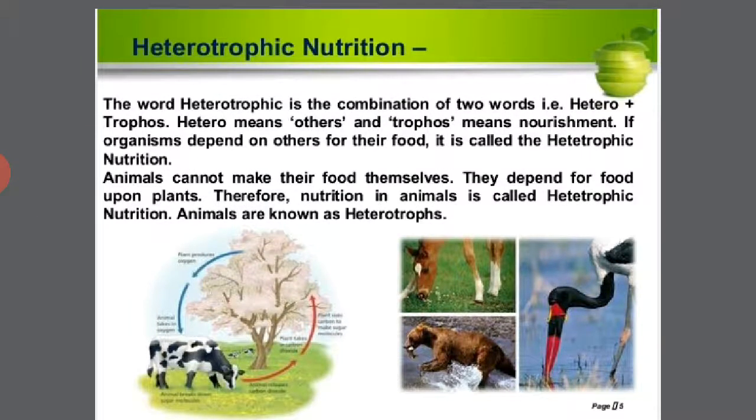Heterotrophic nutrition. The word heterotrophic is the combination of two words, hetero plus troph. Hetero means others and troph means nourishment again. The organisms that depend on others for their food, it is called heterotrophic nutrition. Animals cannot make their food themselves. They depend upon plants for food. Therefore, nutrition in animals is called heterotrophic nutrition. Animals are also known as heterotrophs. You can see in the picture also, a cow is grazing. Okay, another animal you can also see, a horse is over there. Other animals are also there.